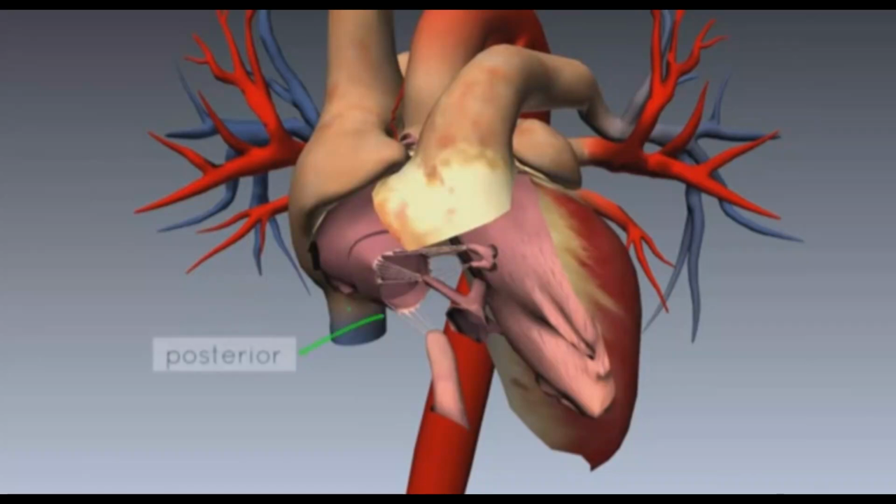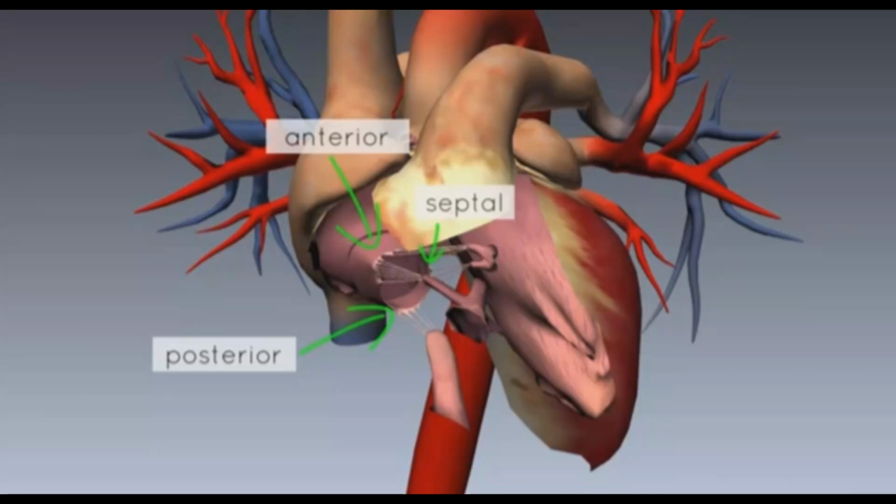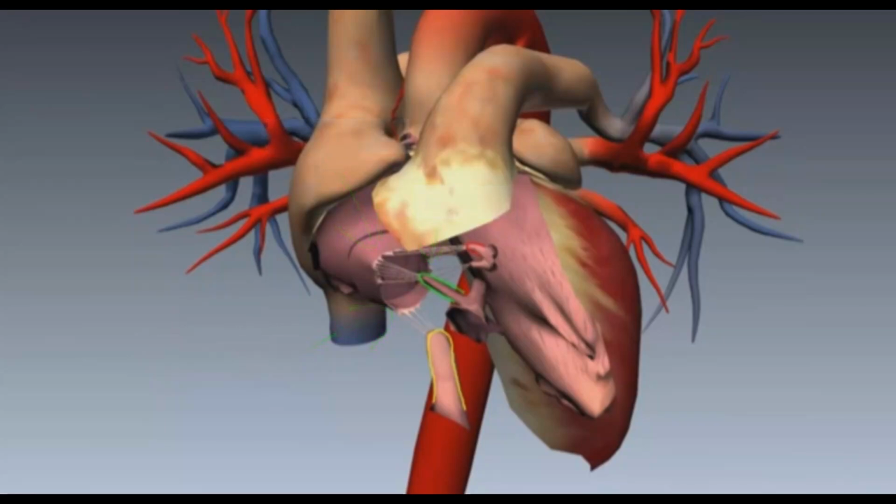So you've got a posterior, an anterior, and a septal cusp, and you've got corresponding papillary muscles. So you've got posterior, anterior, and septal papillary muscles. The anterior papillary muscle is the biggest muscle and it attaches to the anterior wall. The septal papillary muscles are a bit variable, so sometimes they're very small and sometimes they're even absent. And in this case, the chordae tendineae arise directly from the ventricular wall.